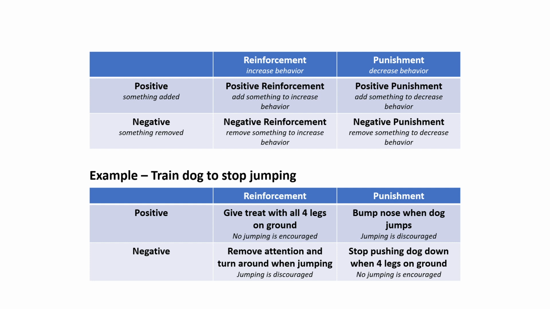And then a negative punishment could be that we physically hold the dog down, and then when all four legs are on the ground, you stop doing that. So you remove the aversive holding when they're doing the behavior that you desire.